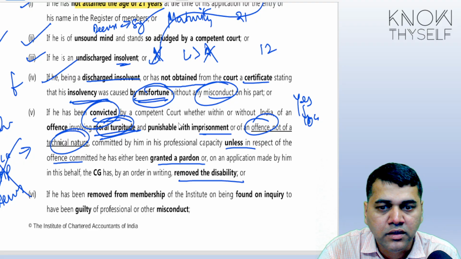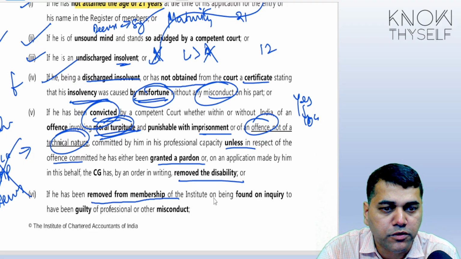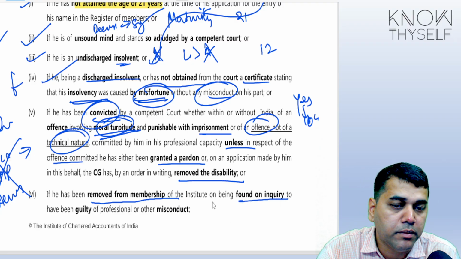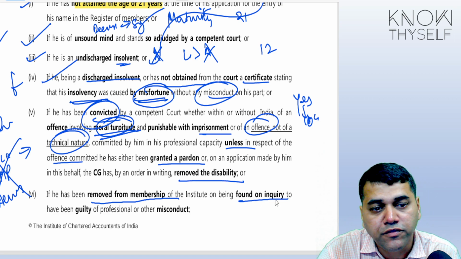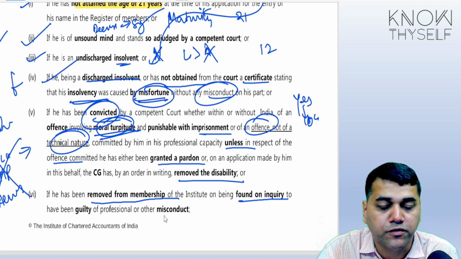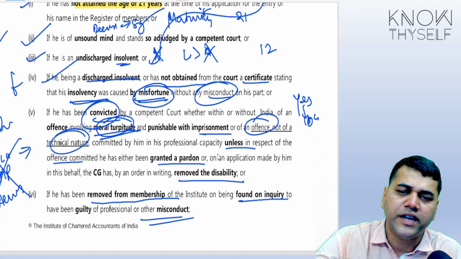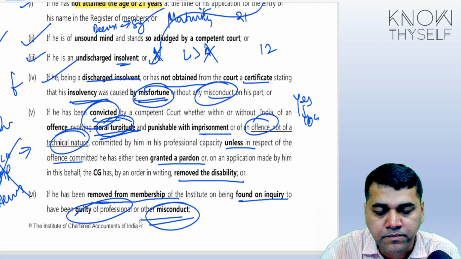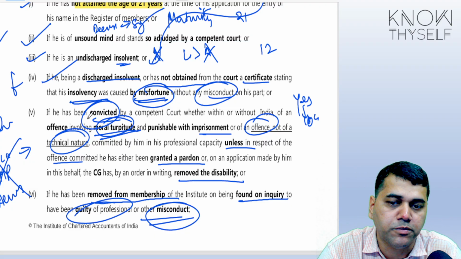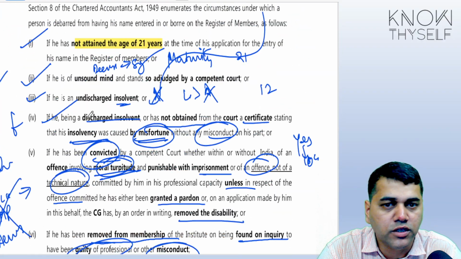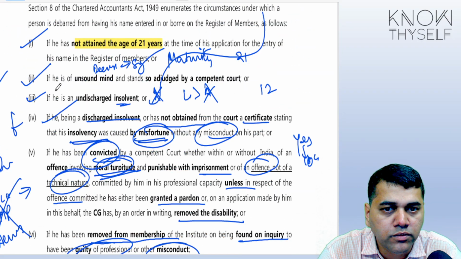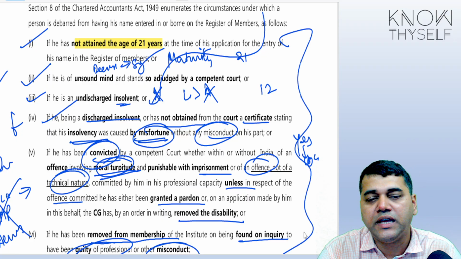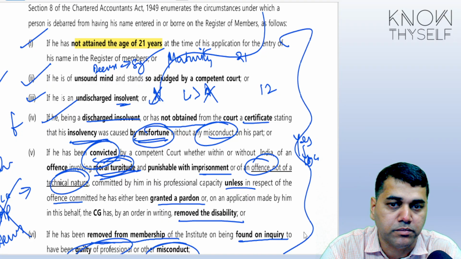Be aware. And if he has been removed from the membership of the institute, on being found on inquiry to have been guilty of professional or other misconduct, because for any reason you have conducted any professional misconduct or other misconduct, yes, you will be removed from the membership of the institute. Are you clear, students? Who are all the people who will be removed, who cannot enter? These are all the set of people whose names cannot be entered into the register of members.